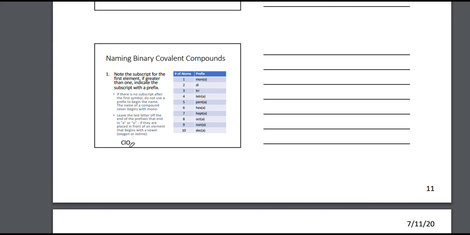Okay? So let's go back, and since we have the chlorine compound here, this chlorine oxide, let's try to name this one. First I'm going to look at the first element that I have here. The element that I have is chlorine. Is it 1 or 2 or 3 chlorine? No, it is only 1 chlorine, right? Because there is no subscript, so there is only 1 chlorine. Do I use a mono? No, I don't use a mono because mono is never used for the first symbol in the nomenclature. So my first element will be chlorine.